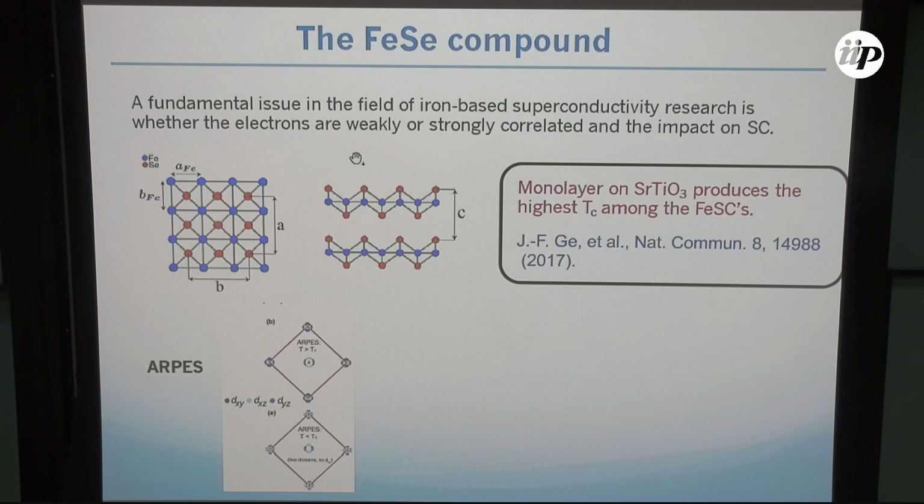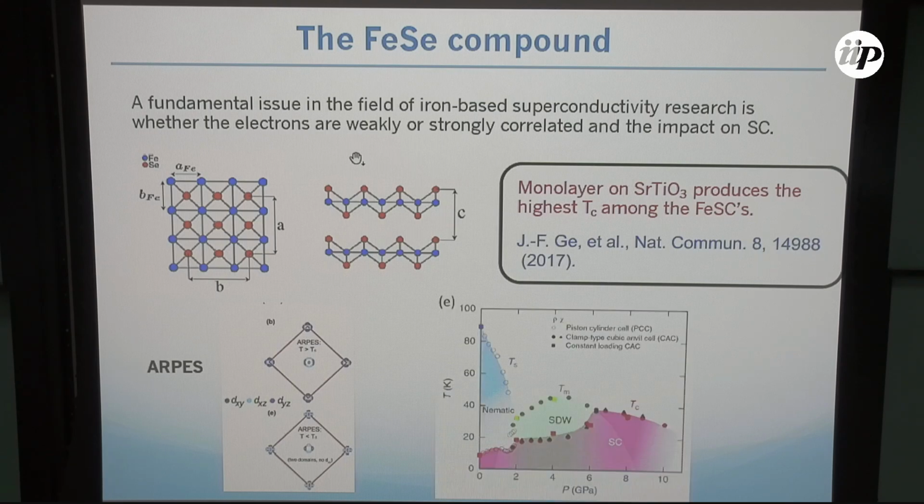And from ARPES and also quantum oscillation experiments, they obtained the electronic structure of this material. And what they observe is that this material is described by many pockets, both around the gamma point and also around the edges of the Brillouin zone. And these pockets have a rich orbital structure. So here I show dxy, dxz, and dyz.